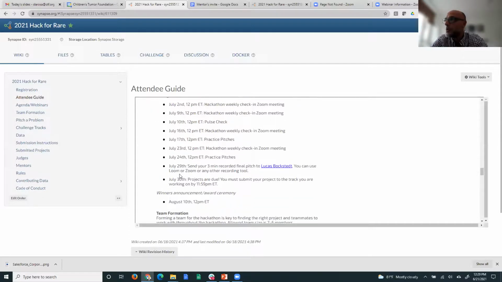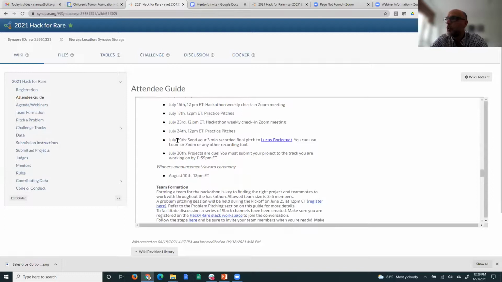And we'll also highlight some of the great talks we had last year. So July 29th, just make sure you send your 3-minute final recorded pitch to Lucas, so that those will be played on July 30th, where we are running through all of the projects in a revolving way. So make sure that you tune in for your team. At least 1 or 2 members need to be on while we play your final pitch, because there will be judges live and they will ask questions for a minute right after your pitch.